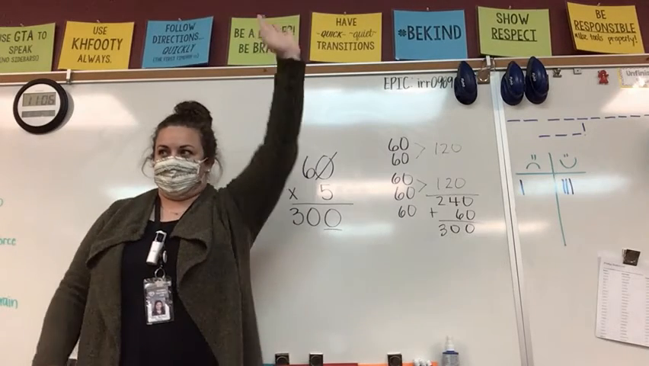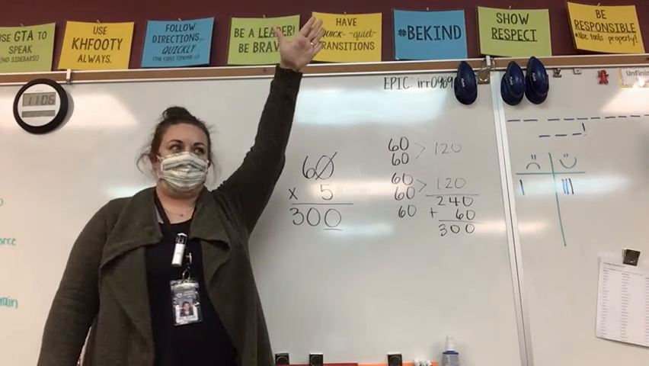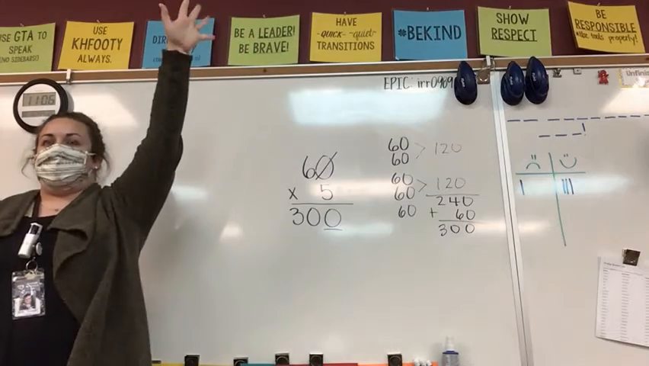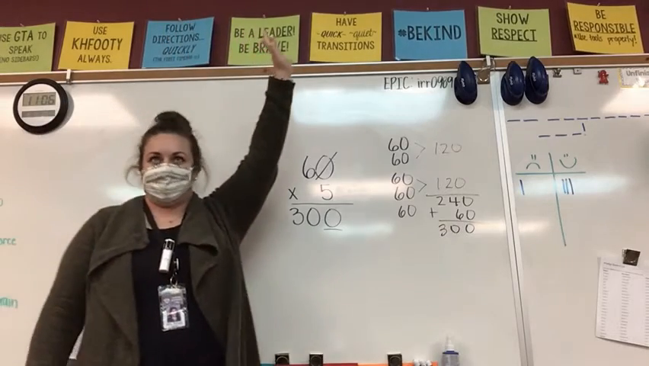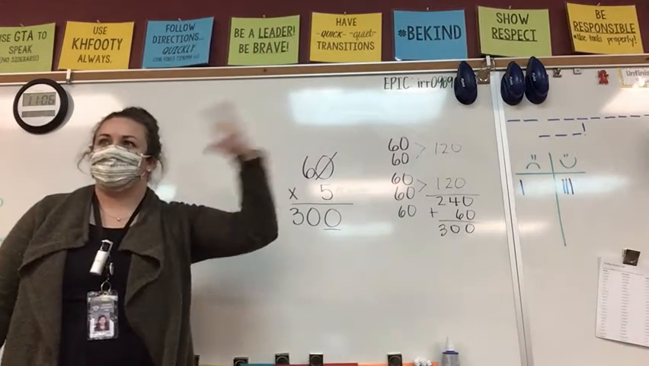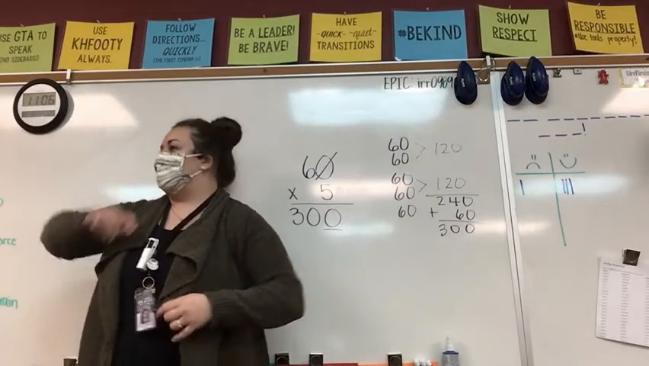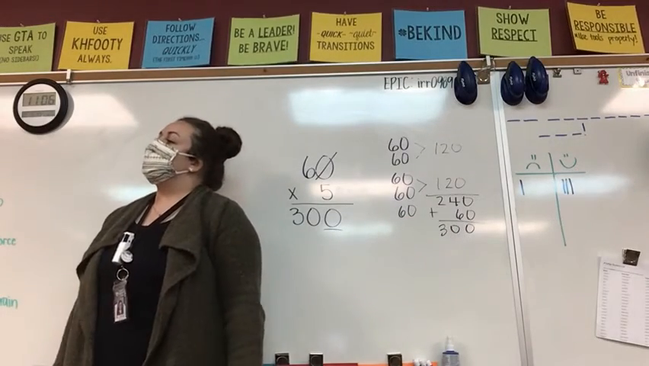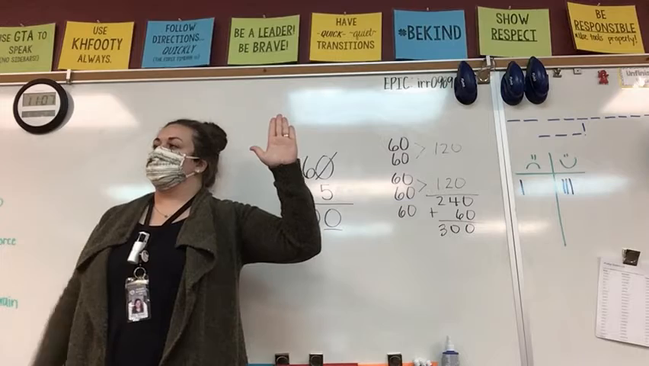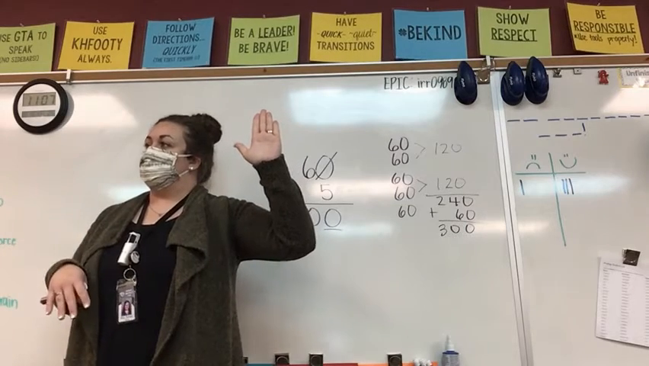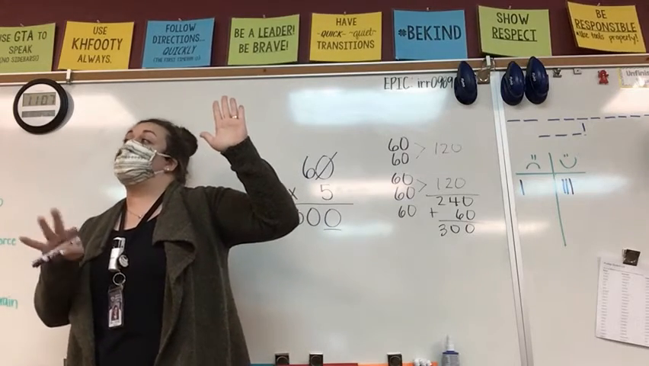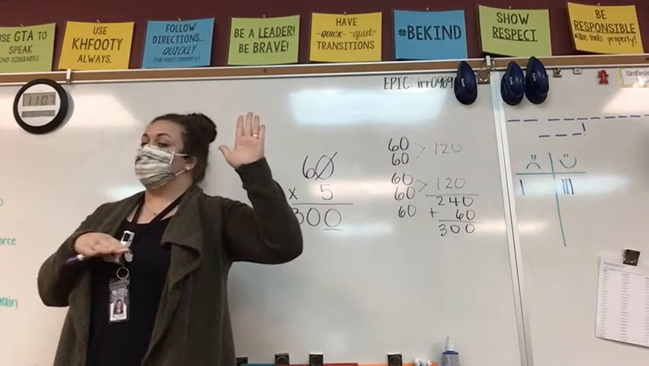Who thinks that they could tell me that new rule on their own without repeating it? My rule for multiplying by tens, and when I say tens, I mean any of those multiples: 10, 20, 30, 40, 50, 60, 70, 80, 90, 100. Rylan, go ahead. So you ignore the zero, solve the problem, and add the zero.